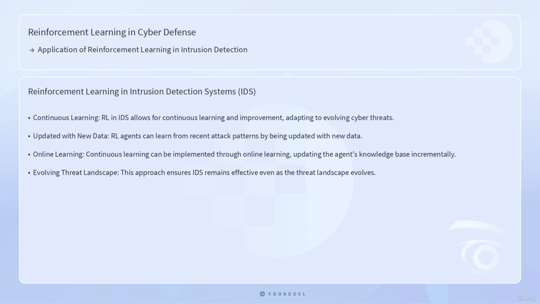The use of RL in IDS also facilitates continuous learning and improvement. Cyber threats are constantly evolving, with attackers devising new techniques to bypass traditional security measures. RL agents can be updated with new data, allowing them to learn from recent attack patterns and stay ahead of emerging threats. This continuous learning process can be implemented through techniques such as online learning, where the agent updates its knowledge base incrementally as new data becomes available. This approach ensures that the IDS remains effective even as the threat landscape evolves.